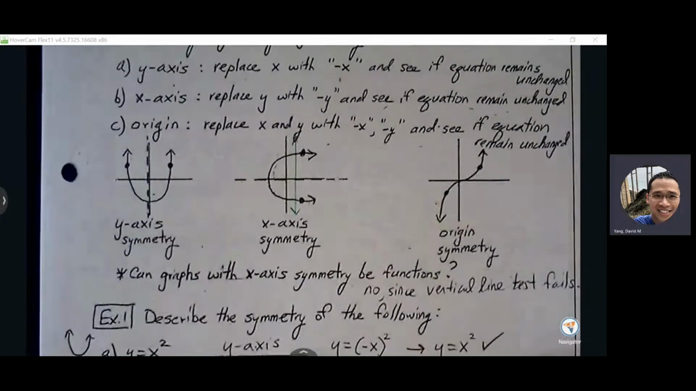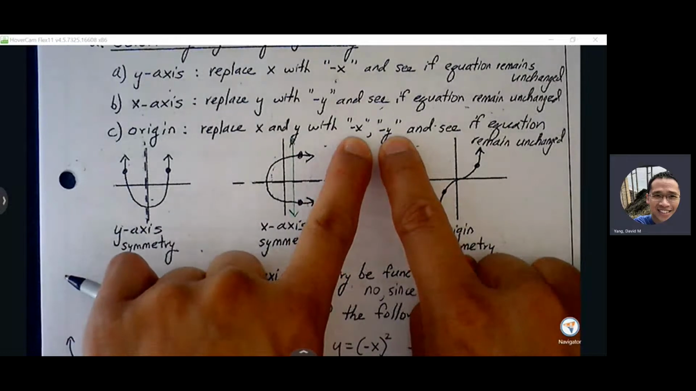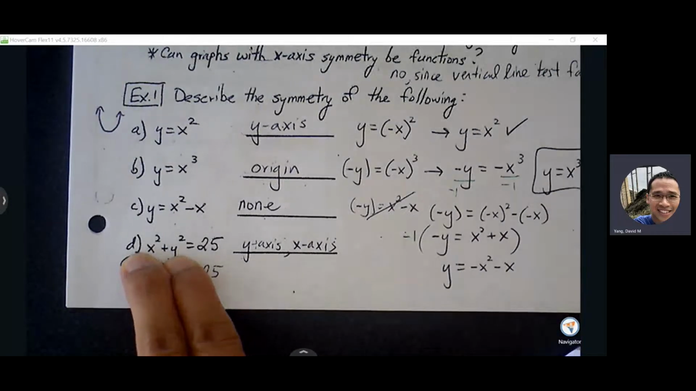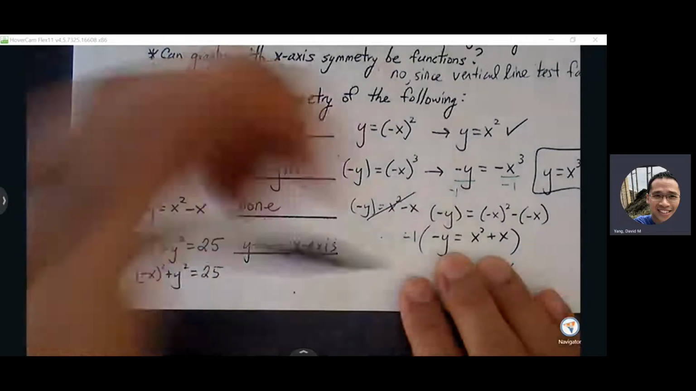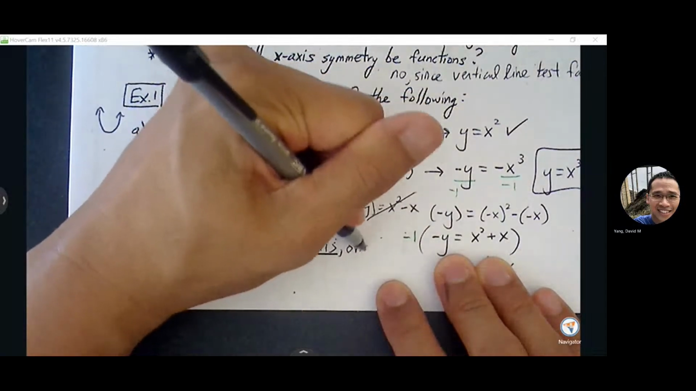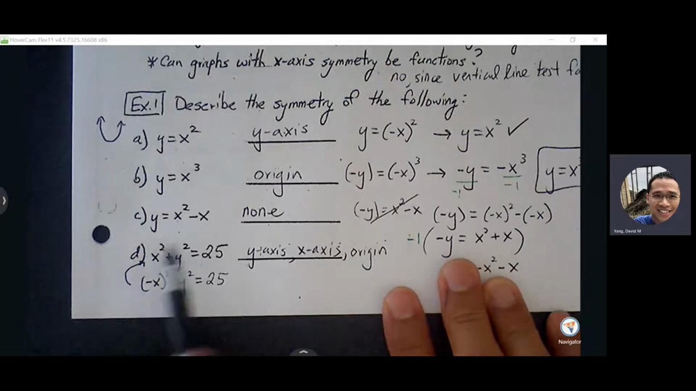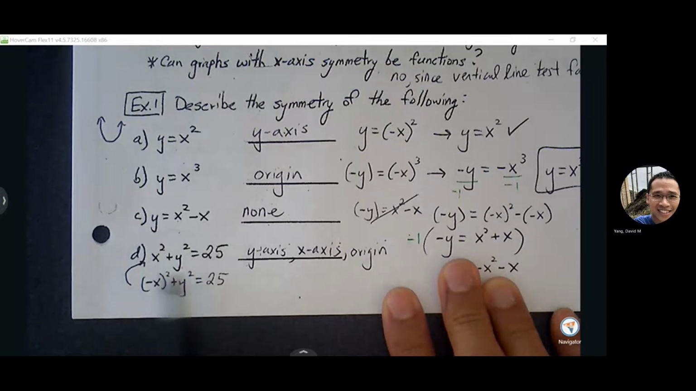What about origin symmetry? Yes. If I replace both the x and the y with negative x, negative y, they will both revert back to the starting equations because the negatives will just go away on their own. So this graph has all three symmetries. Any idea what the shape of this graph is? Circle.